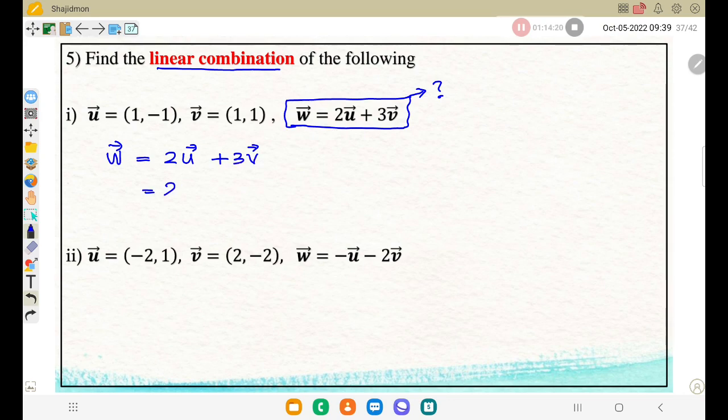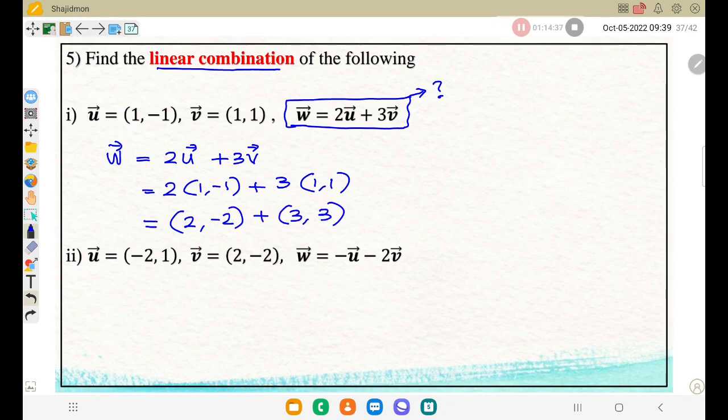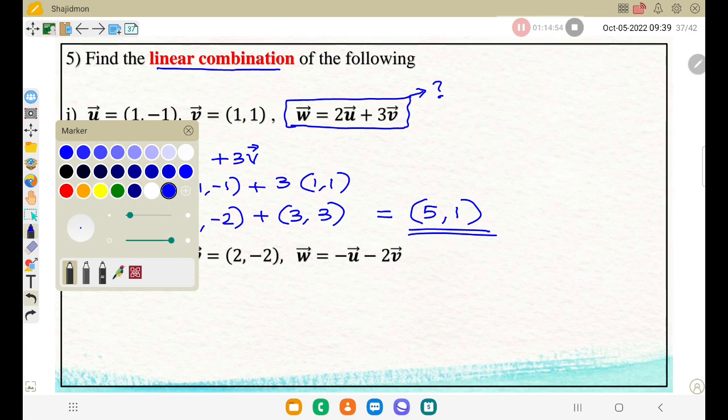That means 2 times vector u, (1, -1), plus 3 times vector v, (1, 1). You know how to multiply. 2 multiply 1, 2. 2 multiply minus 1, minus 2. Plus 3 multiply 1, 3. 3 multiply 1, 3. After that, add. First number, x component: 2 plus 3, 5. Minus 2 plus 3, that is 1. So this is the linear combination 2u plus 3v, or w vector.